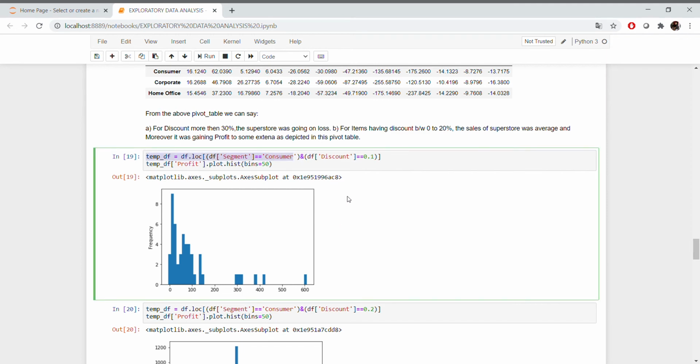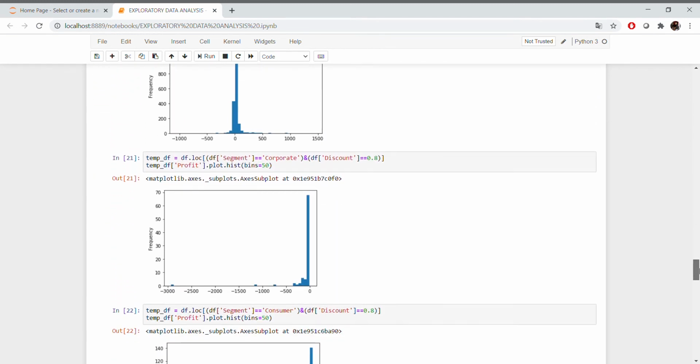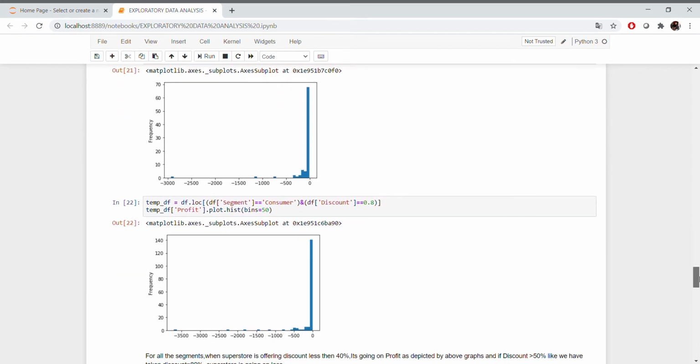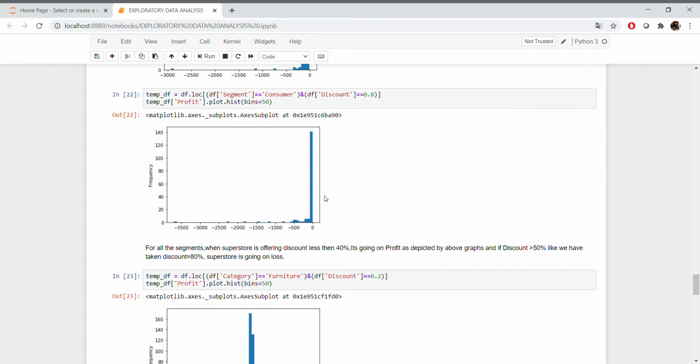Then I have plotted the histogram for the profit, and we can see here that in the consumer section, when the discount is 0.1%, the frequency of profit is more, and the same when the discount is 20%. But when the discount is 80%, we can say that the frequency of profit is high when at zero, that is, it is going on a loss to some extent. So we are drawing the histogram for the consumer as well as corporate.